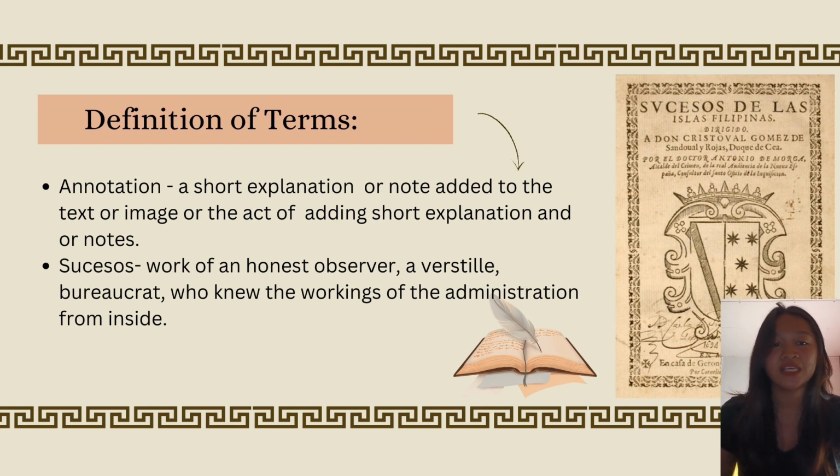Annotation is a short explanation or note added to a text or image, or it is the act of adding short explanations and notes. Annotations are explanatory notes or comments added to a text to provide additional information. They can give context or interpretation, clarify meanings, offer insights, cite sources, or highlight important aspects of the main text.